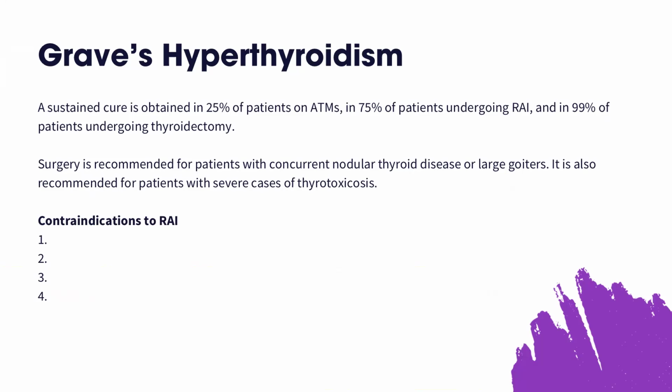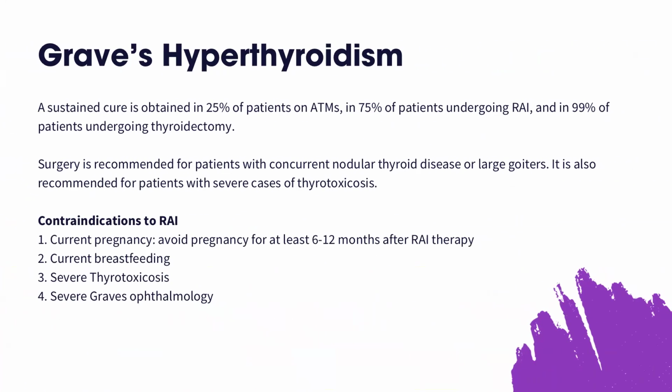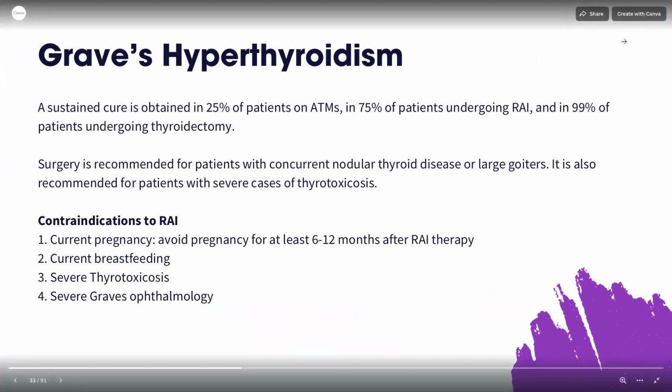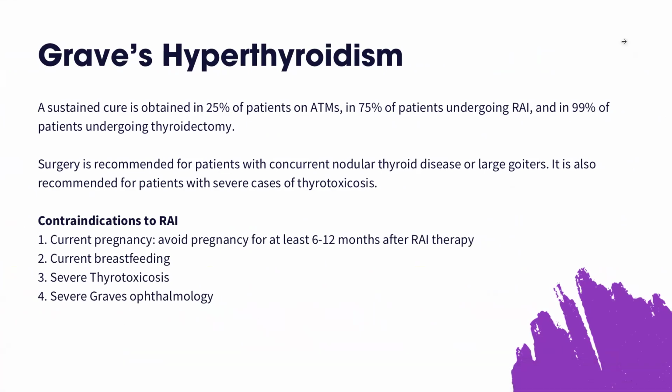And then I did mention radioiodine. Does anyone know the contraindications to radioiodine? Pregnancy, breastfeeding. Yeah, exophthalmos. It can make eye disease worse. And if the patient is pregnant or planning on getting pregnant, you want to make sure they wait at least 6 to 12 months after their therapy in order to become pregnant, because you can risk cretinism.